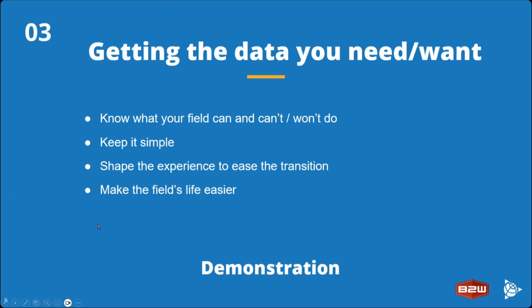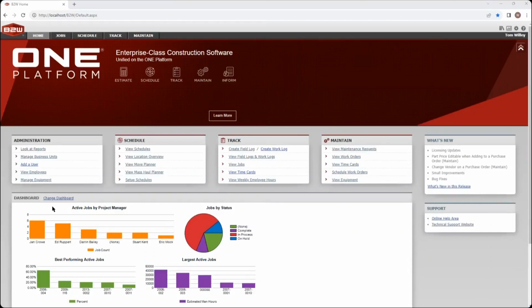We're going to move to a demonstration. What I'm going to show you is something called a field log. Now, this is the homepage of our operational suite of products. Again, we're going to be focusing on Track. Track is really predicated on setting up jobs and then using something called a field log to capture your data against that job.